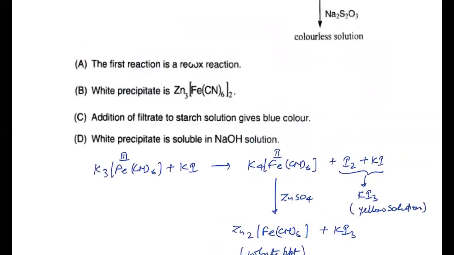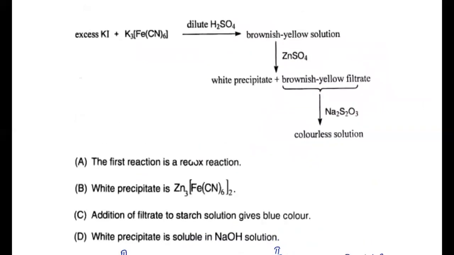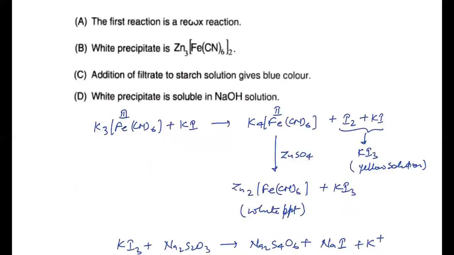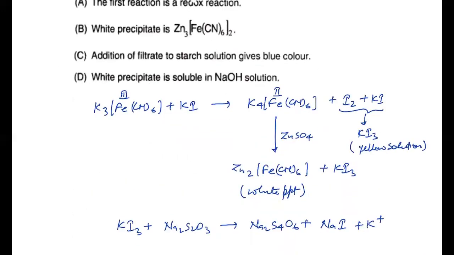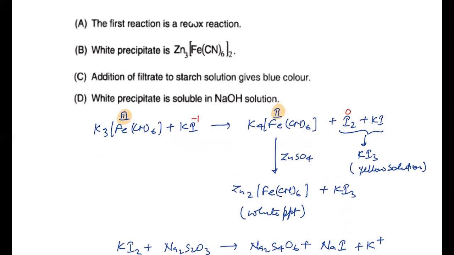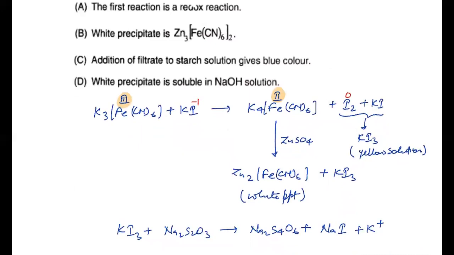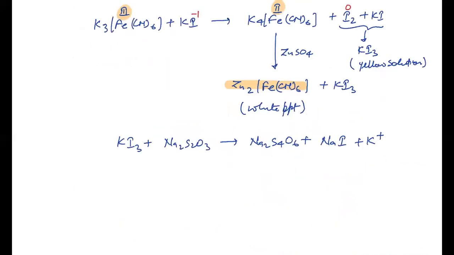Okay. So now check out the options. It's given that the first reaction is a redox reaction, correct? Yes, because you can see the oxidation state of iodine changes from -1 to 0, and Fe3+ is reduced to Fe2+. So it's a redox reaction. That's option one, correct. Second option: white precipitate is Zn3[Fe(CN)6]. Incorrect, because the white precipitate is because of this substance. So option B is incorrect. Option C: addition of filtrate to starch solution gives blue color. That is true, because starch reacts with iodine to give blue coloration. Starch with iodine gives blue.